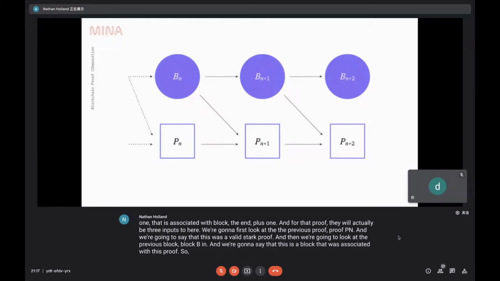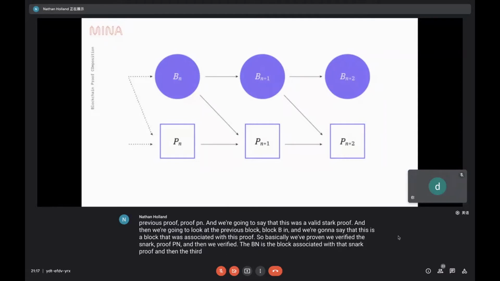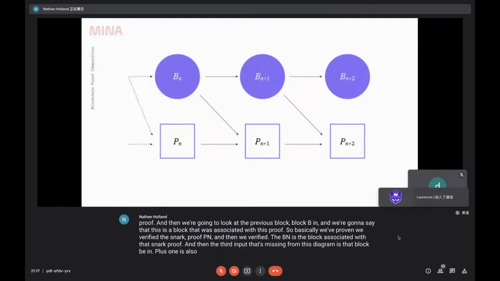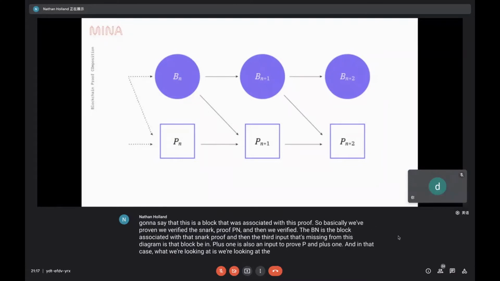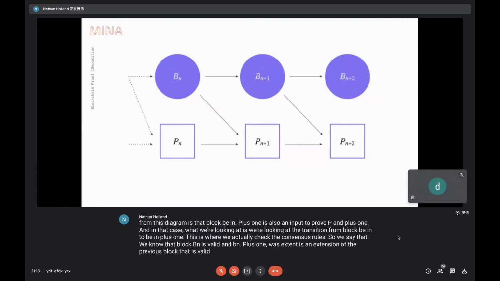So basically, we verified the snark proof Pn, and then we verified that Bn is the block associated with that snark proof. And then the third input that's missing from this diagram is that block Bn+1 is also an input to proof Pn+1. In that case, what we're looking at is the transition from block Bn to Bn+1. This is where we actually check the consensus rules. So we say that we know that block Bn is valid, and Bn+1 is an extension of the previous block that is valid according to all the consensus rules.